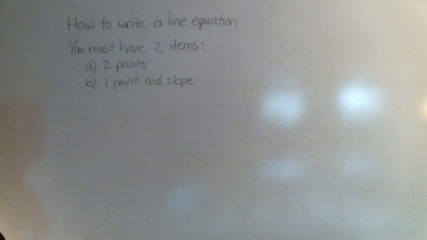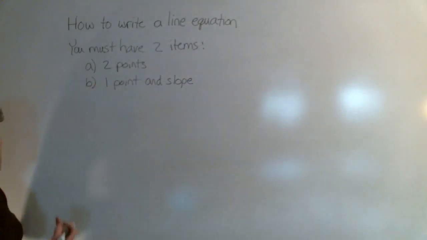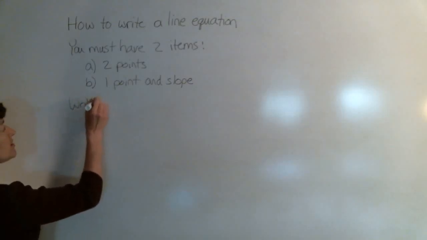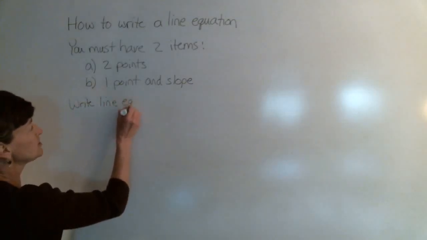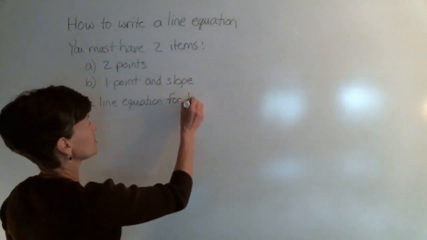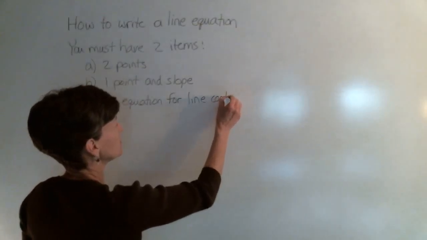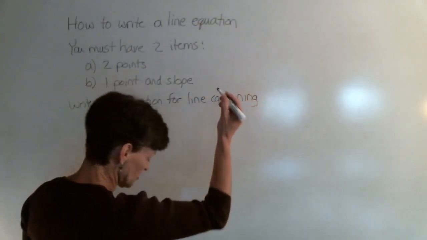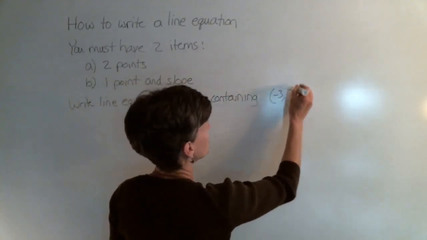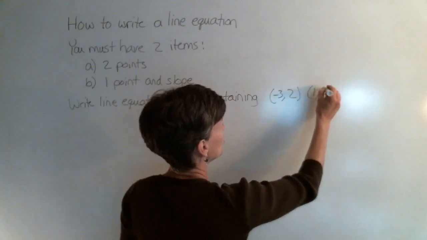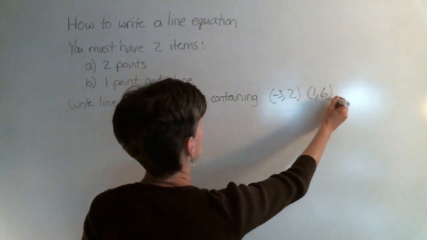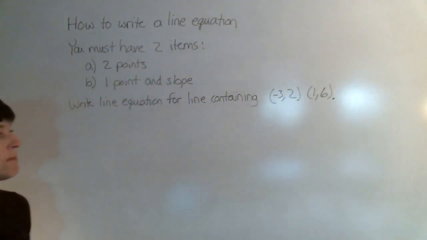All right, so let's start with the 2 points. Let's say that I have these 2 points. We're going to write the line equation for the line containing, now I'm just going to make 2 points up, all right? Let's say -3, 2, and 1, 6. We want to write the line equation for the line that contains these 2 points.